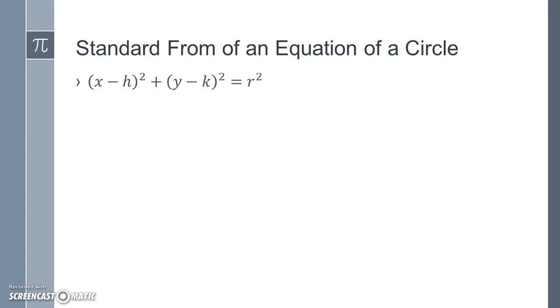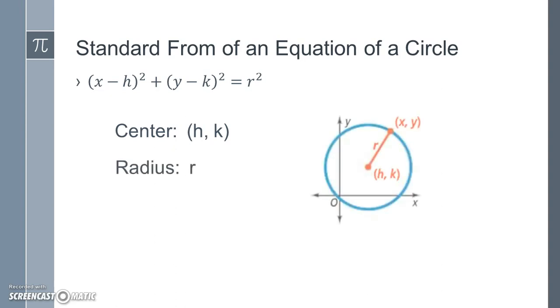Well, x is the x-axis, y is the y-axis. H and k, that is the center. H is your x value, k is your y value, and r is radius. So here's what it looks like. H, k, that's the center of the circle, where your radius is there, and x and y is just some random point on the circle.